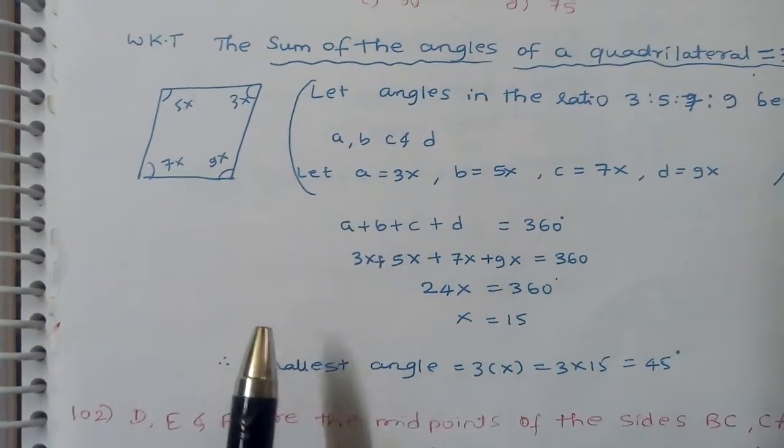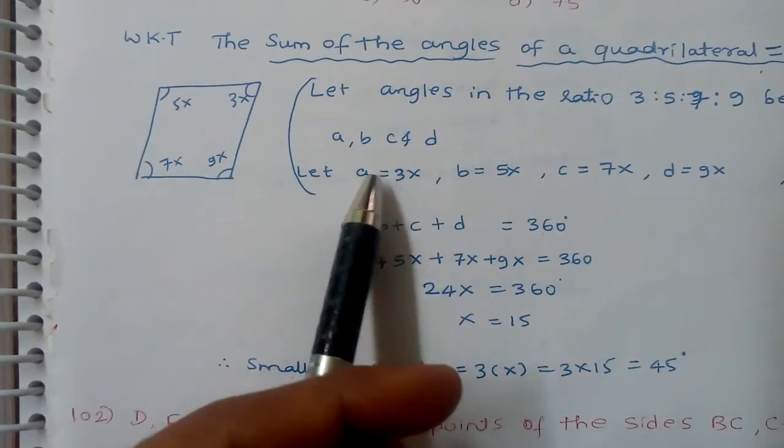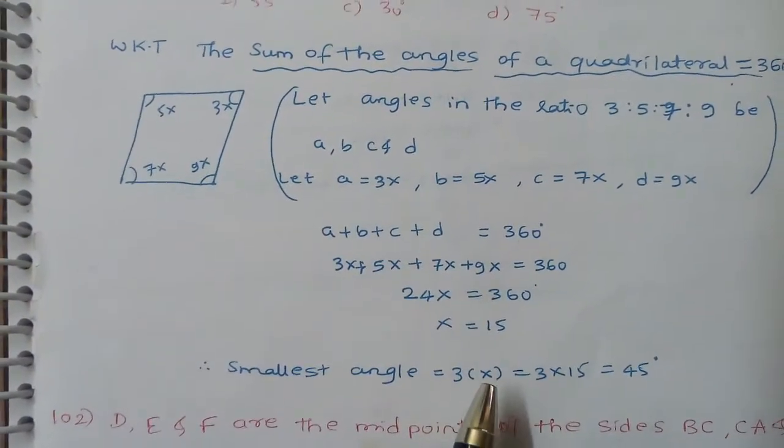But they asked what the smallest angle is. Here the smallest angle is 3x. 3 into 15 is 45 degrees. Next question.